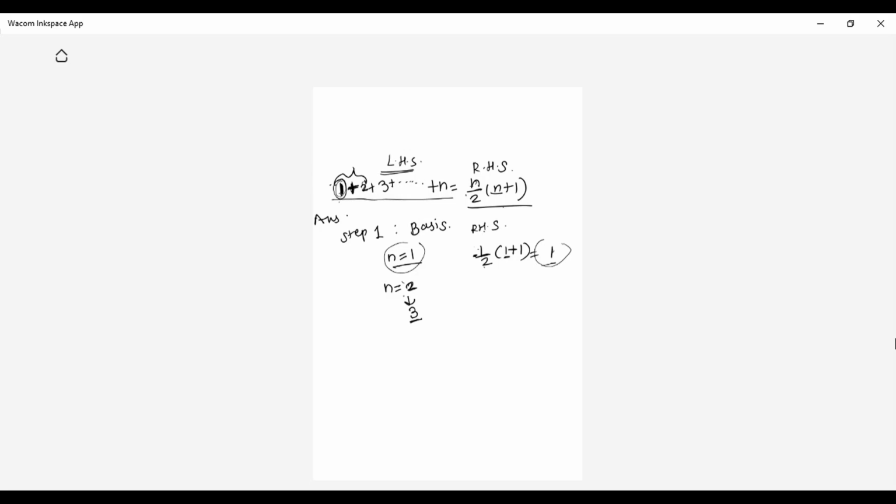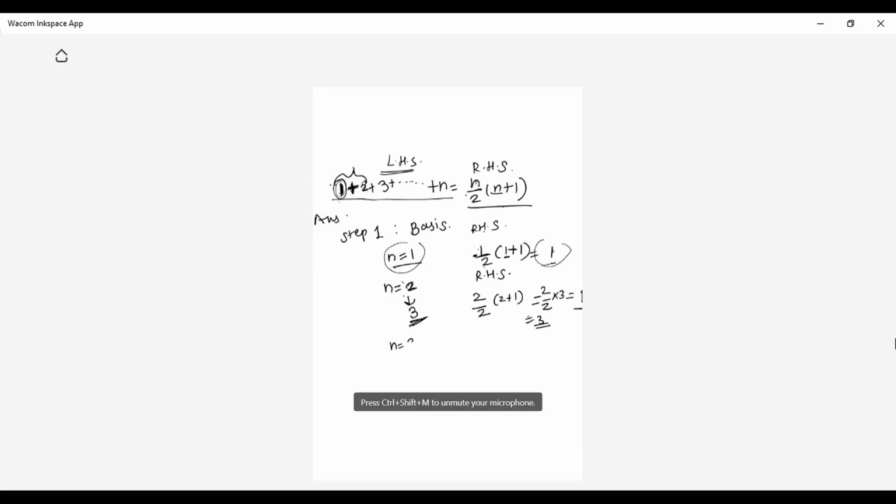RHS, I have to put n is equal to 2. n by 2 into n plus 1, so 2 by 2 into 3, which is equal to 3. So 3 and 3, whether the same value I am getting? Yes. You can go for the next one. No need to check for the further thing. If the two values are the same, it is going to get the same value. Just cross check it.